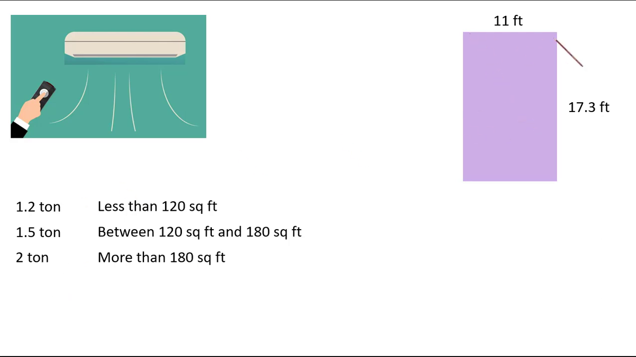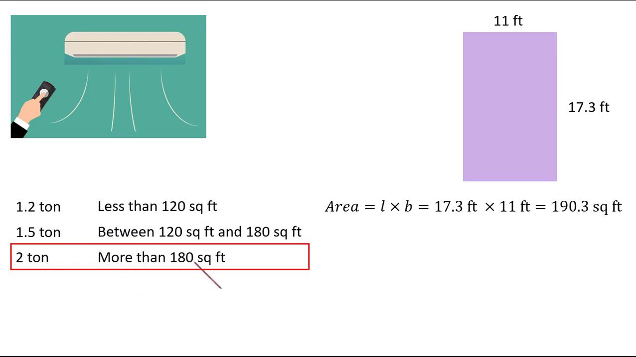Suppose the room is a perfect rectangle, whose length is 17.3 feet and breadth is 11 feet. We know how to find the area of a rectangle. The area of a rectangle is length multiplied by breadth, which is 17.3 multiplied by 11, which is 190.3 square feet. Since it is more than 180 square feet, a 2-ton air conditioner is required. So finding areas is useful to make such decisions.